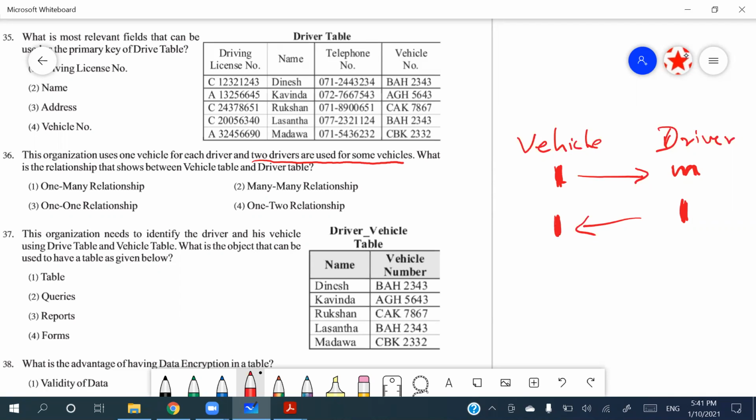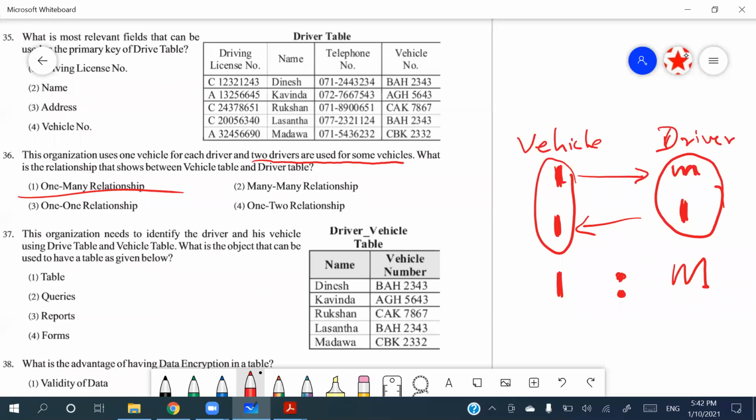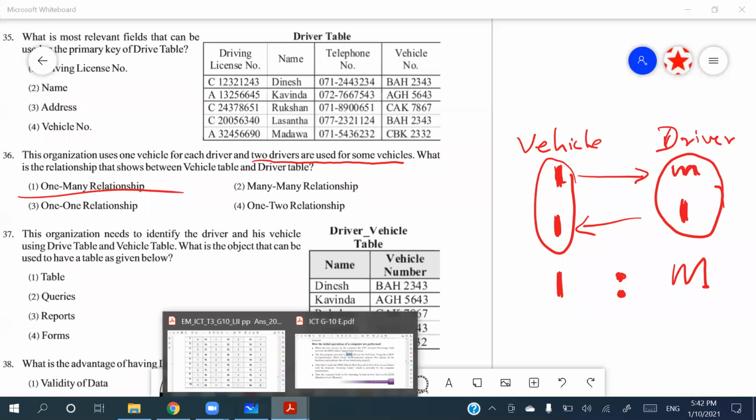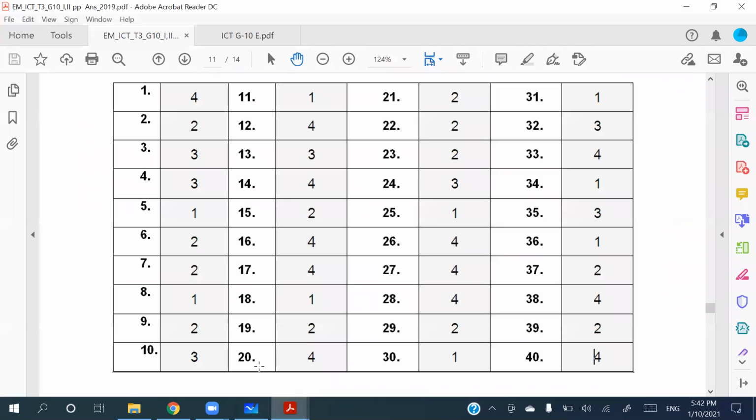So that means one vehicle can have many drivers, as they say, and one driver is driving only one vehicle. So the relationship maps from this here, one is the biggest one. So it is, since it is same, from here, M is the biggest one. So the relationship between them is one to many, right? So it's going to be the first one. 36, let's check whether it is the first one. Yeah, 36 is the first one, the answer.